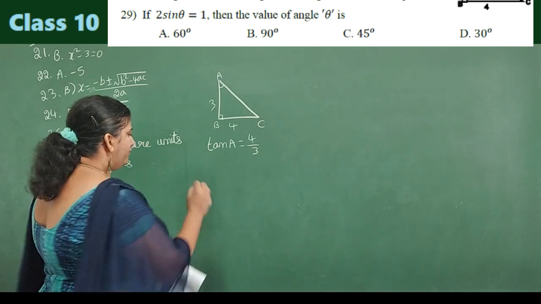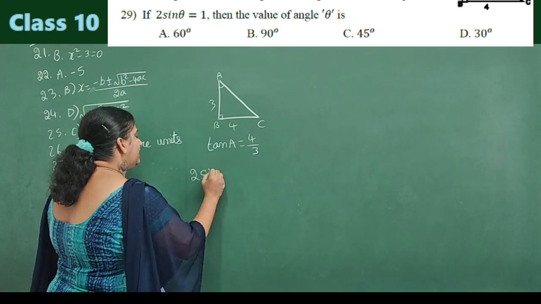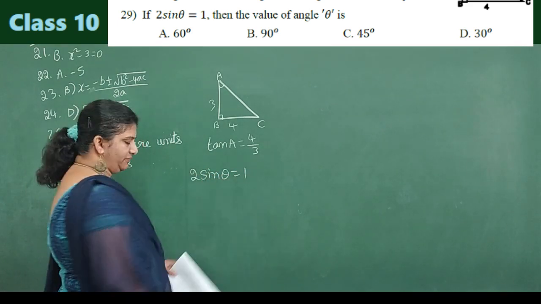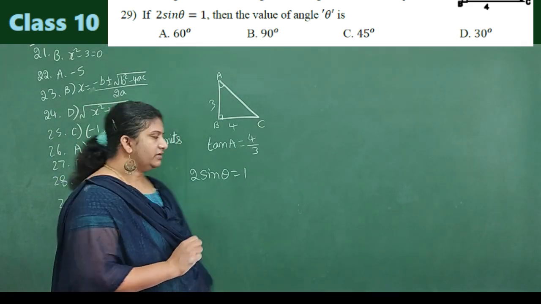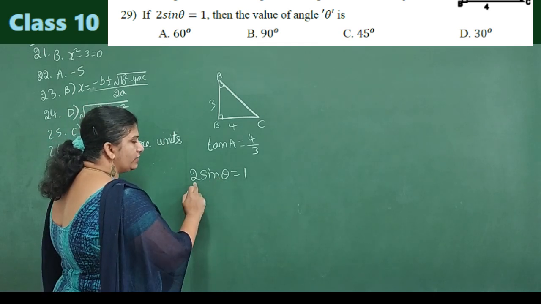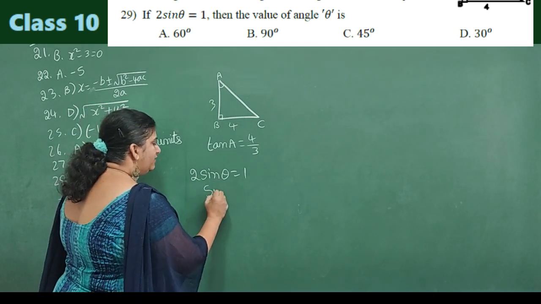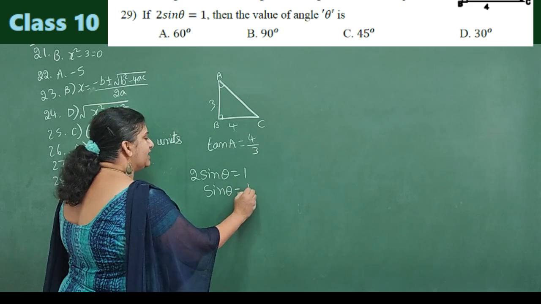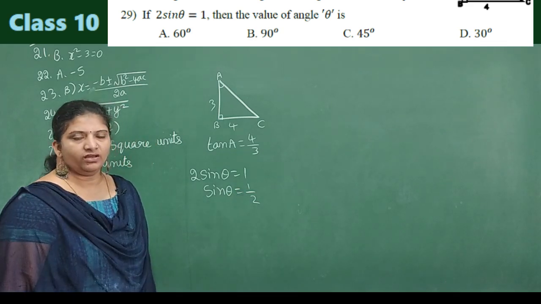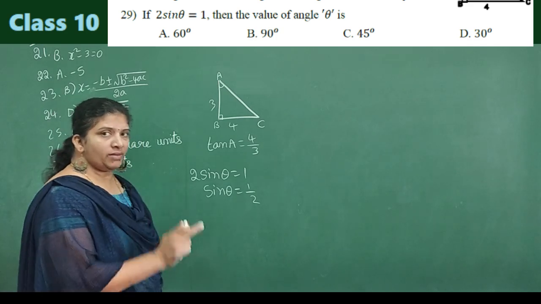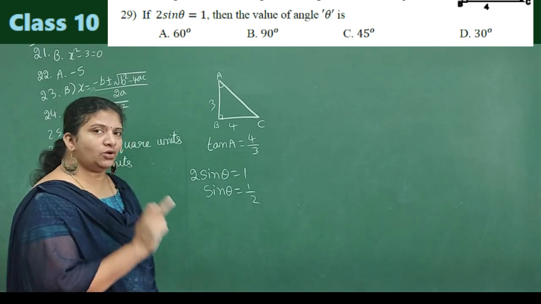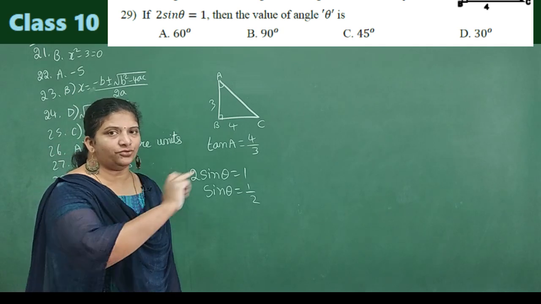29th. If 2 sin theta is equal to 1, then the value of angle theta is? 2 sin theta: 2 is a multiple, send it to the other side, divide. Sin theta is equal to 1 by 2. Sin theta is equal to 1 by 2. Then you remember in the ratio table where you get 1 by 2 in the sine row.